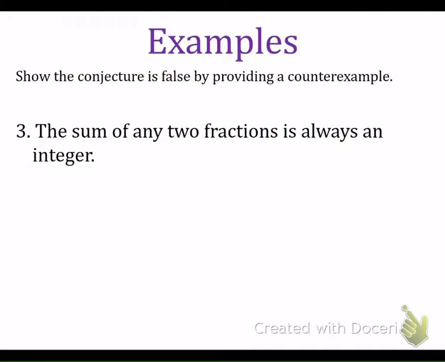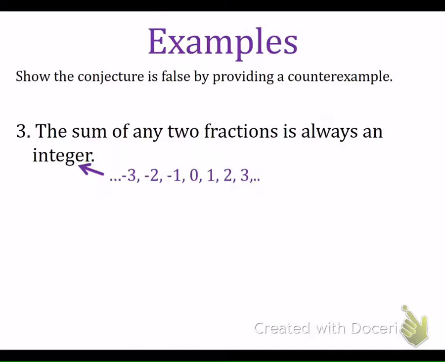Show the conjecture is false by providing a counterexample. So now we're showing a counterexample. The sum of any 2 fractions is always an integer. So an integer is positive or negative whole numbers, basically. Zeros included. So 1, 2, 3, and also 4, 5, 6, and their opposites, so the negatives. You guys know what fractions are, right?